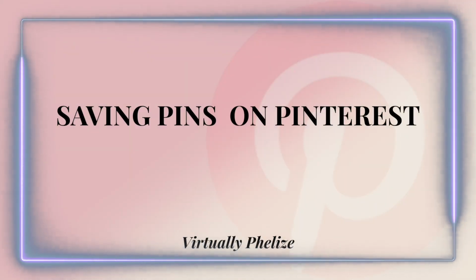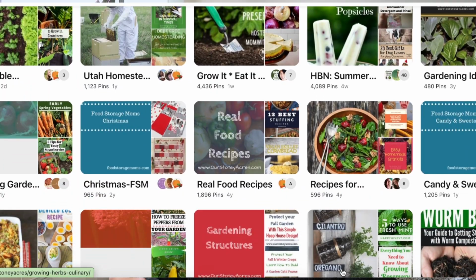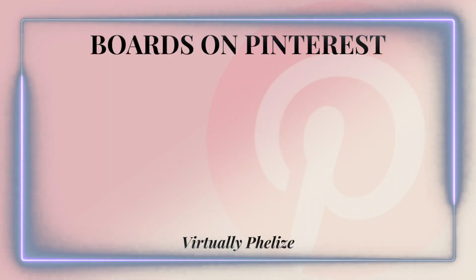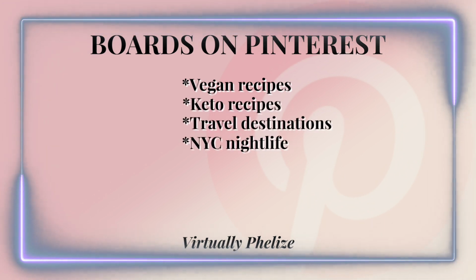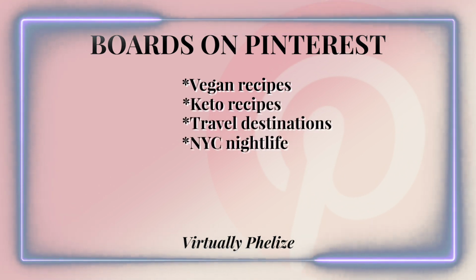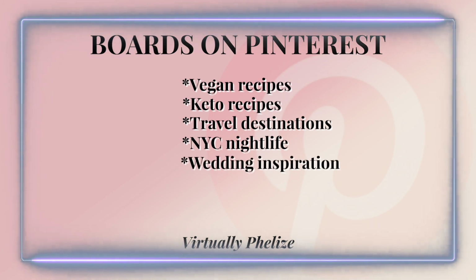So with Pinterest, you can save pins. Saving pins is basically when you're on Pinterest, and if you like a pin, instead of just liking it, you can save it to a board. A board is like a digital mood board that you can use to save pins to look at later on. So what are boards really? You can have boards for vegan recipes, keto recipes, travel destinations, NYC nightlife, or if you are trying to do wedding inspiration, wedding dresses.